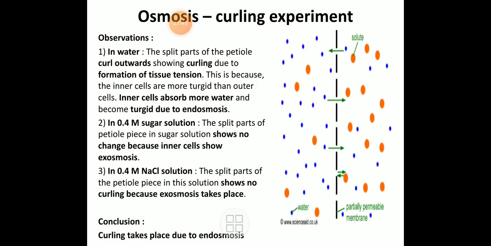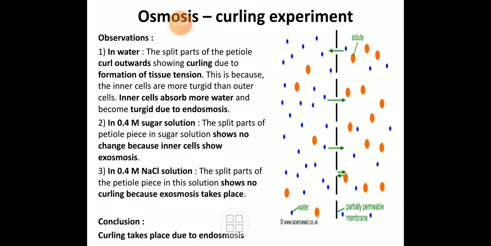Before that, some observations we will record here. Observations: in water, the split parts of the petiole curl outward. In case of water, when we keep the petiole of arum, the split parts curl outward, showing the curling due to formation of tissue tension. This is because the inner cells are more turgid than the outer cells. Inner cells absorb more water and become turgid due to endosmosis.